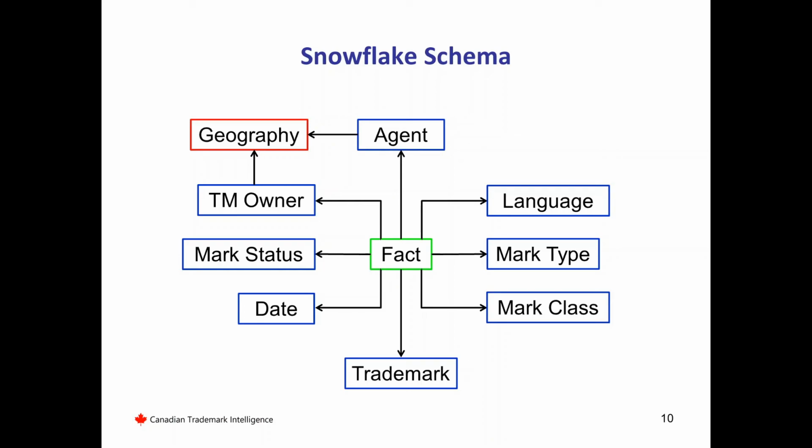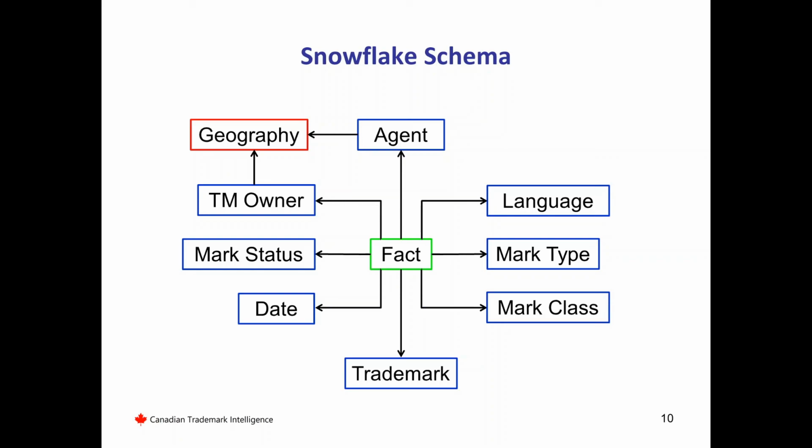Recall I said that you ideally wind up with a star schema. Unfortunately, real-world systems can rarely be accommodated by a pure star schema design. You often wind up snowflaking your schema, as they say, as shown here. Notice the addition of a new geography dimension table. That table contains address information. For example, agents can have addresses, and so can trademark owners.